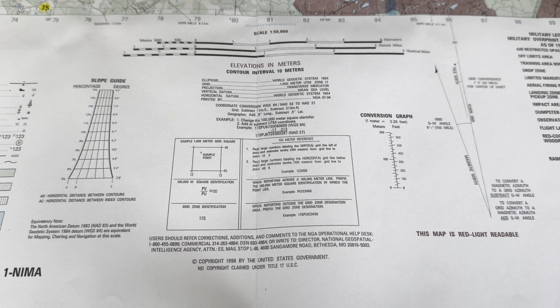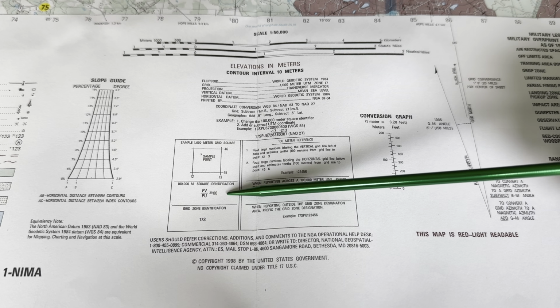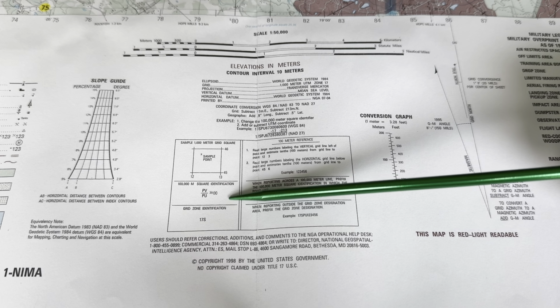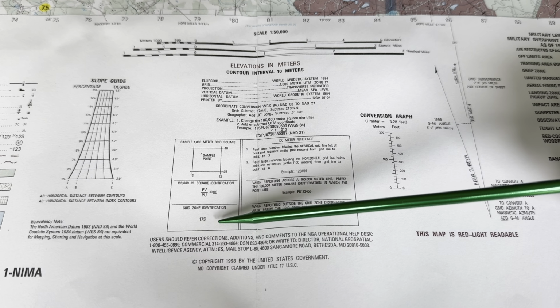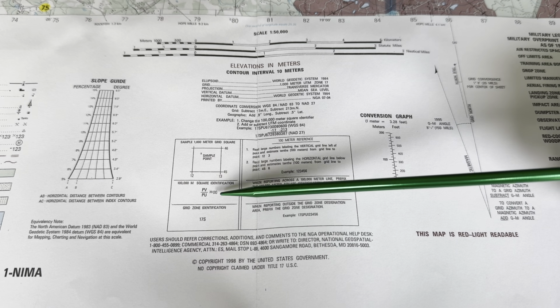If you look at the bottom of the map, you have information here that is beneficial. For example, we have our grid zone identification as well as our grid square identification. For this map specifically for Fort Bragg, our grid zone is 17 Sierra and our grid square identification is Papa Uniform.